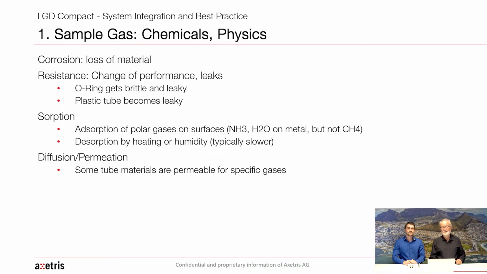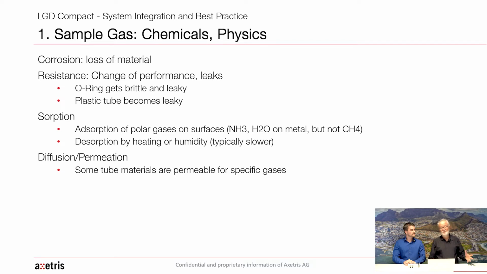Last item is diffusion and permeation. Take care, some tube materials are partially open to ambient, so you will lose part of your gas by diffusion or permeation. For instance, methane can go through the walls of a silicone tube. Don't use silicone tubes for methane.